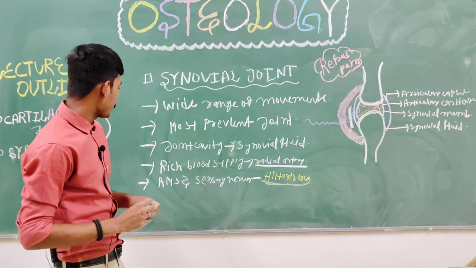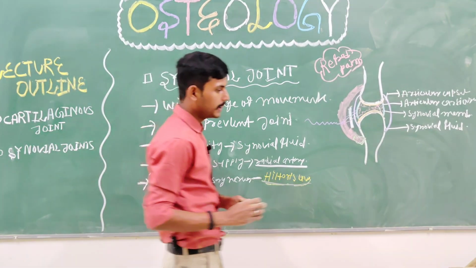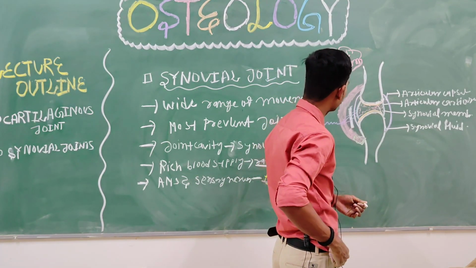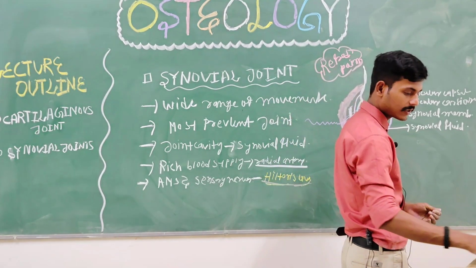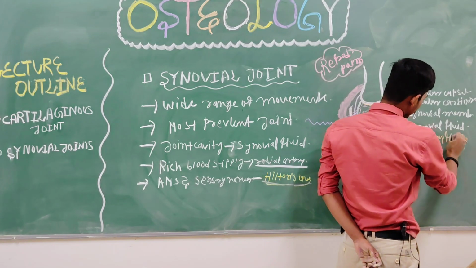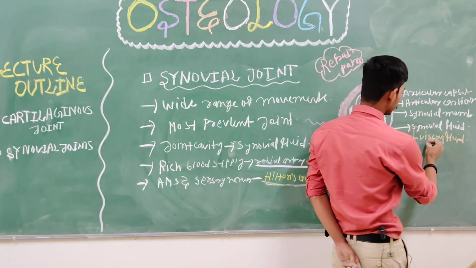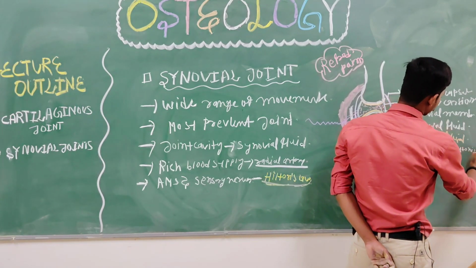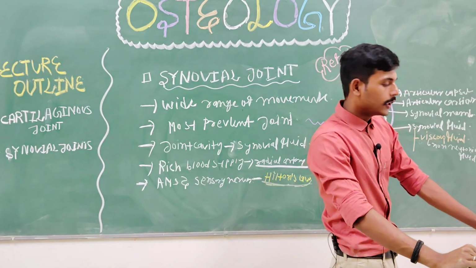Once you understand the structure of the synovial joint, let's delve into their types. But before the types, I should define some clinical features related to synovial joints. You know, synovial fluid is a very viscous fluid. It's also called a non-Newtonian fluid, a highly viscous and non-Newtonian fluid.